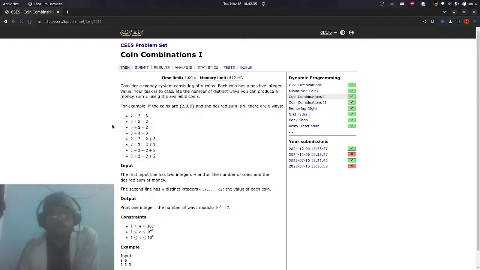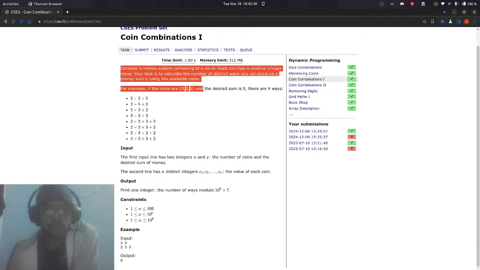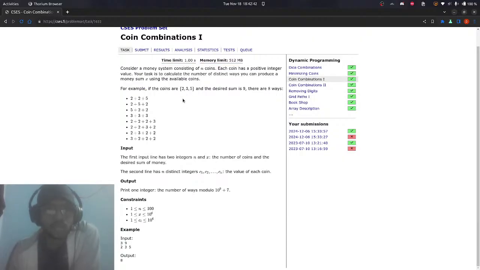So the third problem is: consider a money system consisting of n coins. Each coin has a positive integer value. Your task is to calculate the number of distinct ways you can produce a money sum x using the available coins. For example, if the coins are 2, 3, 5 and the desired sum is 9, there are 8 ways. Order matters. Modulo.